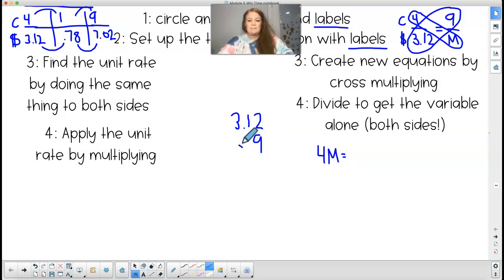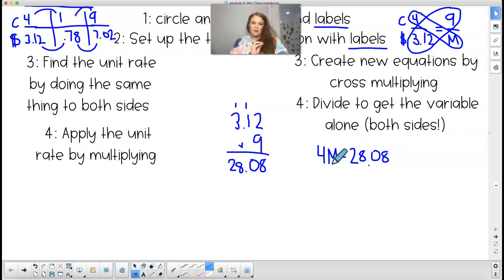So I'm going to do $3.12 times 9 is 18. And 9 plus 1 is 10. And 3 times 9 is 27, plus 1 is 28. And then I'm getting that decimal there. So my new equation is 4M equals 28.08. So that's for 4 of the monies. That's for 4 units.